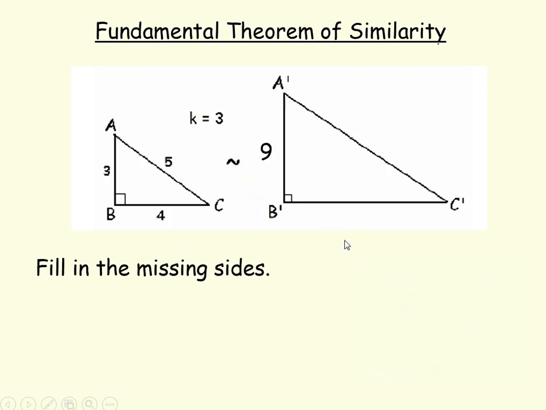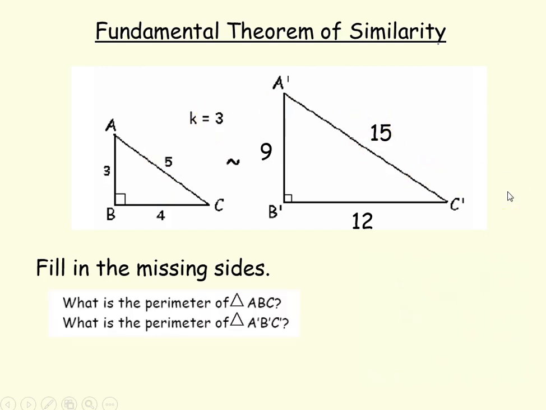So filling in the missing sides, we can say that A prime to B prime is going to be 9 because 3 times the scale factor 3 is 9. And AB corresponds to A prime, B prime. As a result, B prime, C prime is going to be 12 because 4 times 3 is 12. And then A prime to C prime is going to be 15 because 5 times 3 is 15.